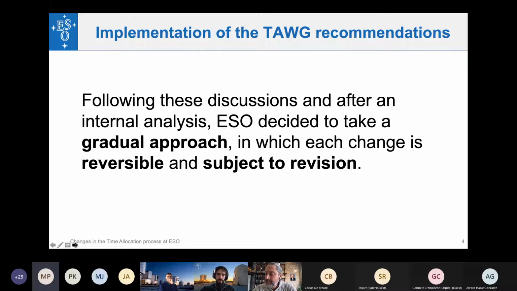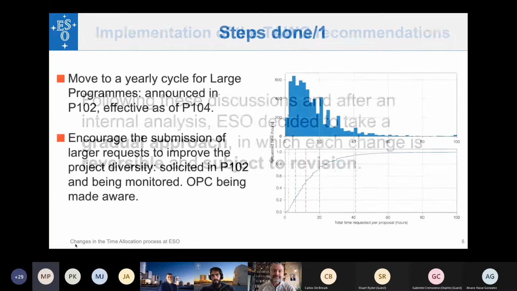So the time allocation working group produced a report which contained 10 recommendations. I will not go through them all, and I will just describe what we have done. But the approach by ISO that was announced to all the governing bodies, including the users committee, was that we would go through a gradual approach. So we'll not deploy everything at one time. We would go step by step, starting first with the simple ones, see what happens, and make them in such a way that they could be reversible and also subject to revision.